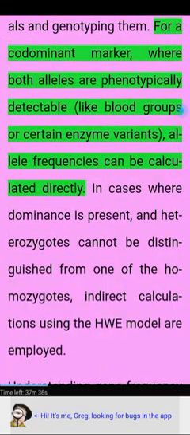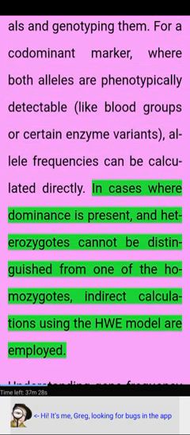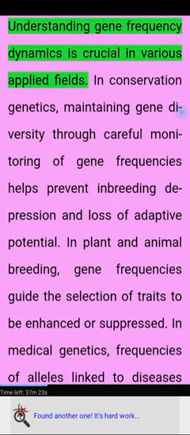For a codominant marker, where both alleles are phenotypically detectable, like blood groups or certain enzyme variants, allele frequencies can be calculated directly. In cases where dominance is present, and heterozygotes cannot be distinguished from one of the homozygotes, indirect calculations using the HWE model are employed. Understanding gene frequency dynamics is crucial in various applied fields.